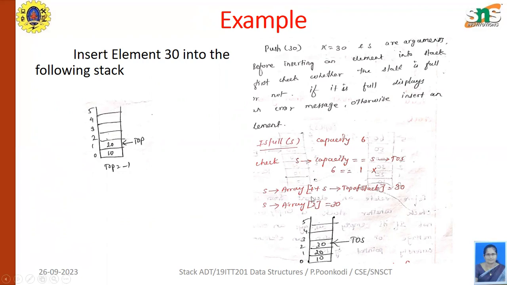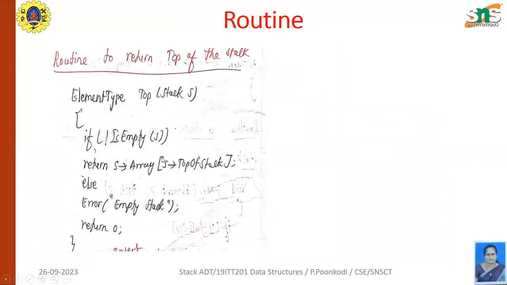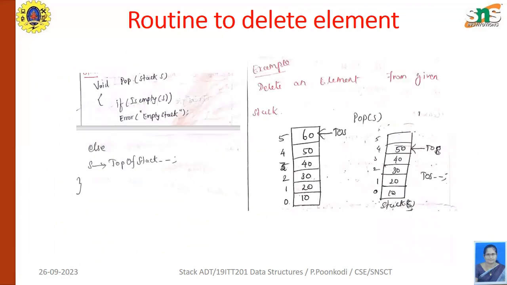So next, it will increment the stack pointer: the top of the stack will get incremented and it will insert the value. Initially it is pointing to 1, so 1 plus 1, it will point to 2. It will insert the element. The next routine is to check whether our cursor is at the top of the stack or not.